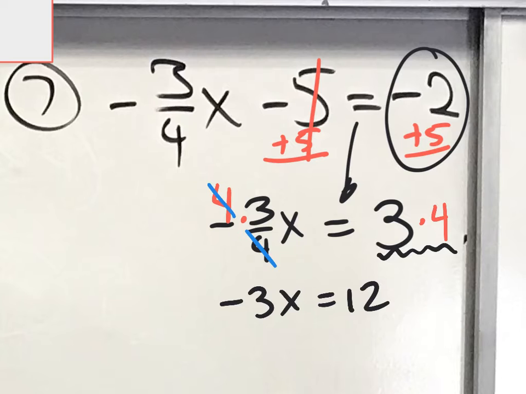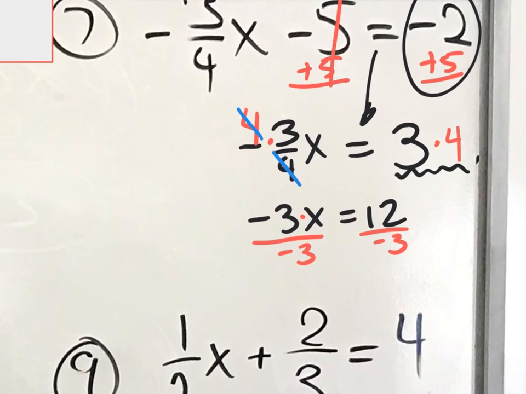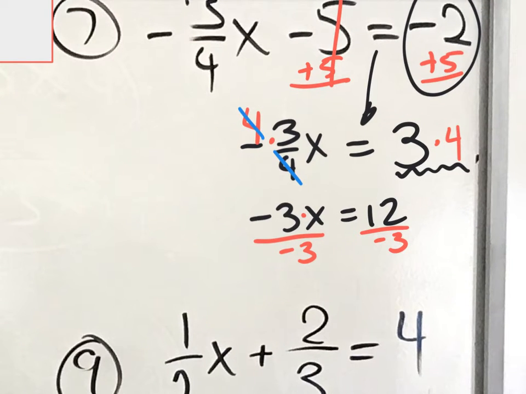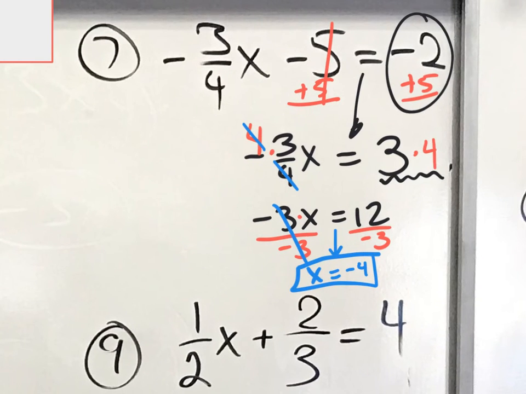For your final step right here, you have negative 3 times x. So how do we get rid of that multiplication of negative 3? Divide by negative 3. And what you do to one side, you do to the other side to maintain the balance. So the negative 3's cancel. And over here, we end up with just the x left over. The equal sign comes down. And 12 divided by negative 3 is negative 4. You could use a calculator if you need it. There's your answer for number 7.